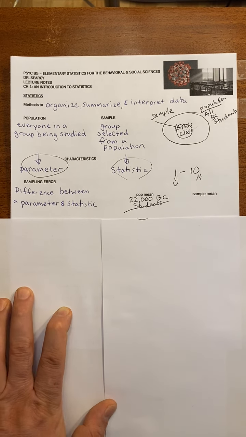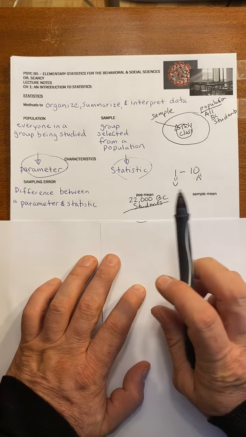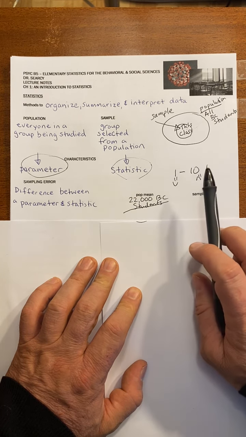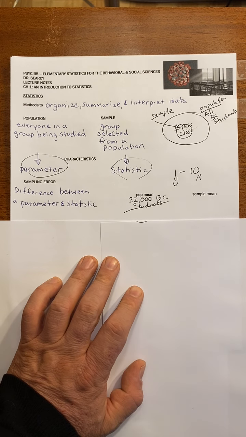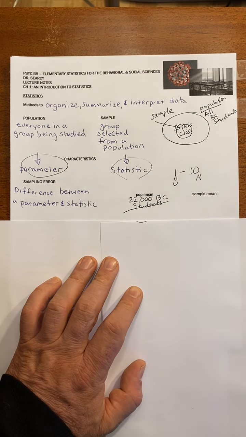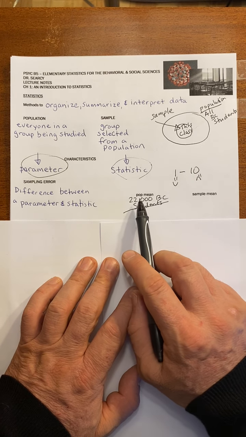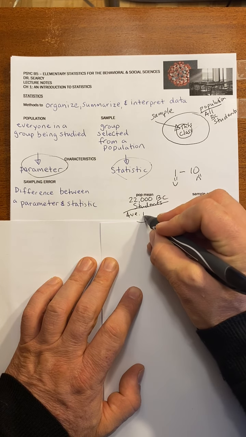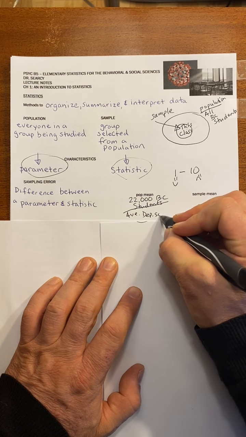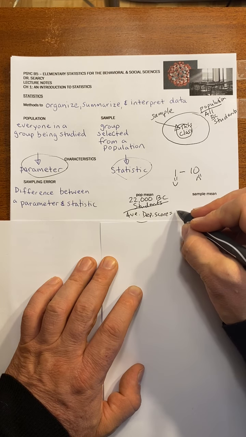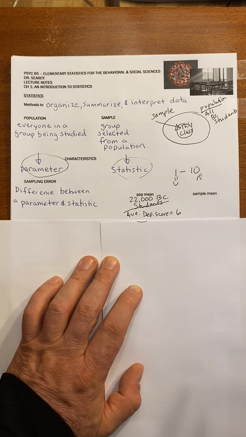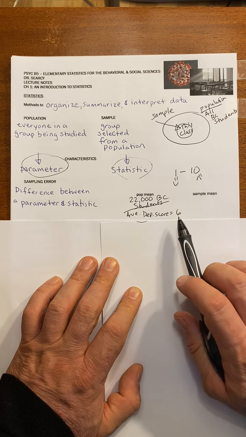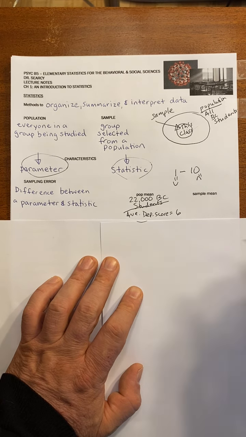Okay, so let's say the researcher asked the 22,000 students, how depressed are you? Give me one number that represents your level of depression. And then the researcher calculates an average score for all 22,000 students, and finds that the average, or the mean, depression score is 6. So on average, the 22,000 students said that their depression level was a 6.